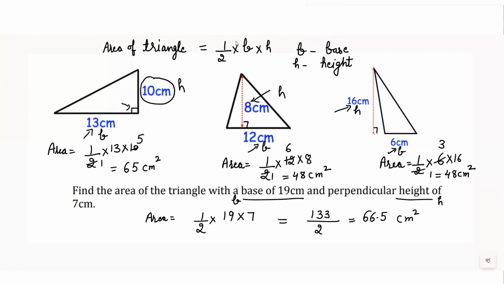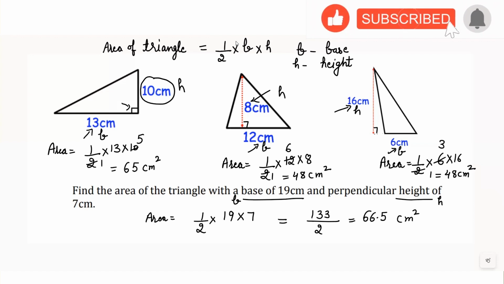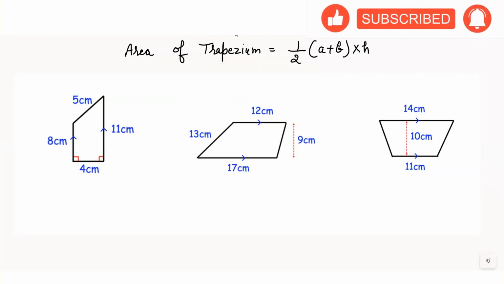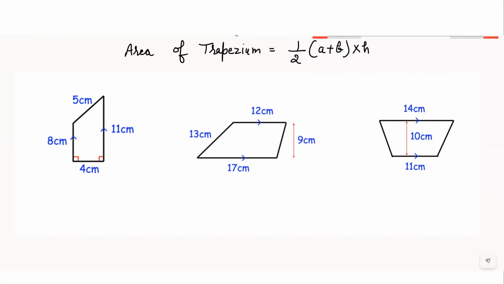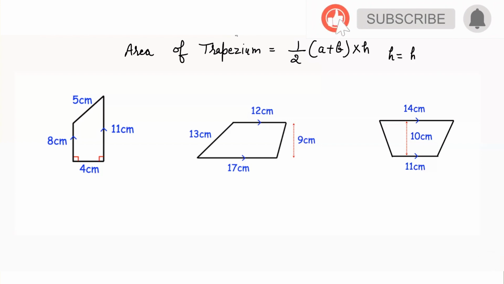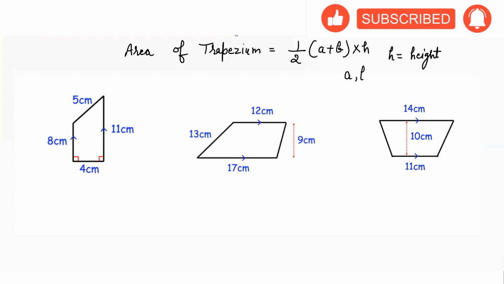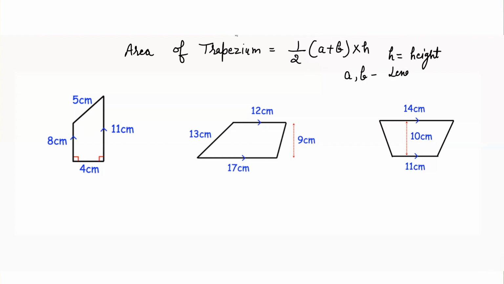Now let's understand how we can find out the area of a trapezium, or we can say trapezoid. Both are same. The area of trapezium is equals to 1 by 2 into A plus B into H, where H is equals to height and A and B are the lengths of two parallel lines or the lengths of two parallel sides.